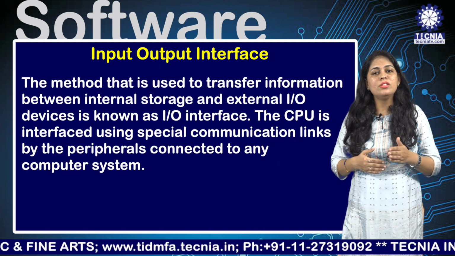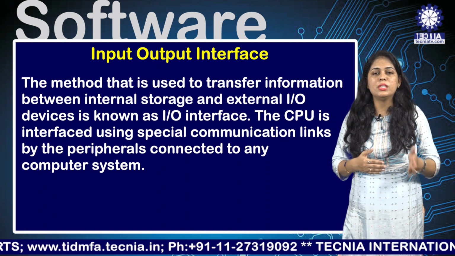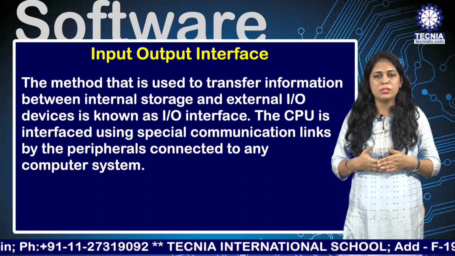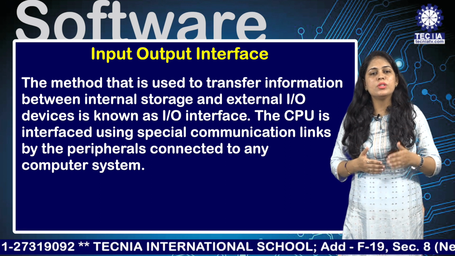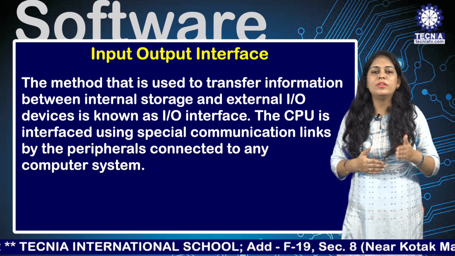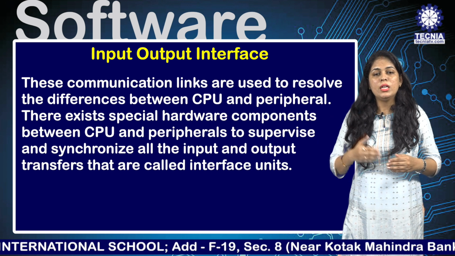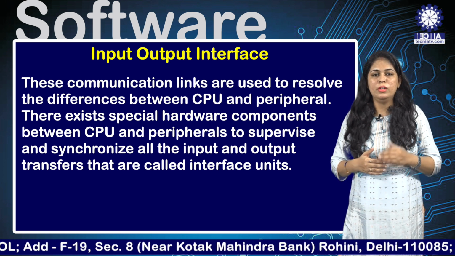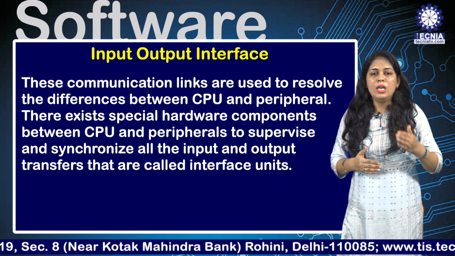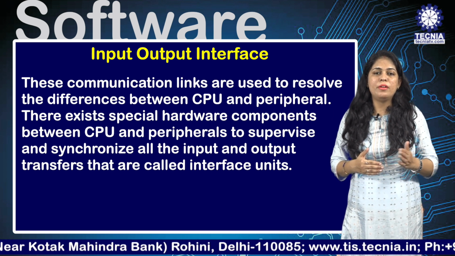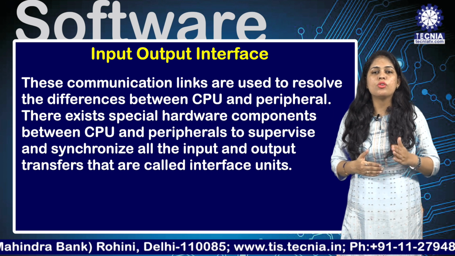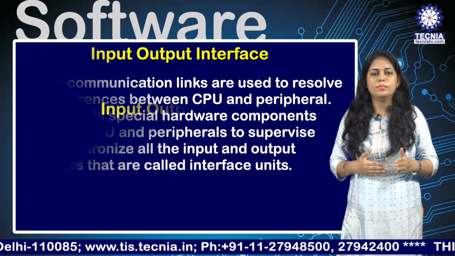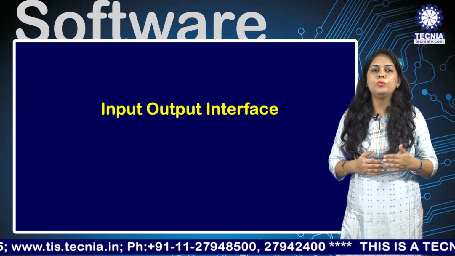Next is the input-output interface. The method that is used to transfer information between internal storage and external input-output devices is known as the input-output interface. The CPU is interfaced using special communication links to the peripherals connected to any computer system. These communication links are used to resolve the differences between the CPU and peripherals. There exists a special hardware component between the CPU and peripherals to supervise and synchronize all the input and output transfers, which is called the interface unit. I hope you understand the topic of input-output interface.